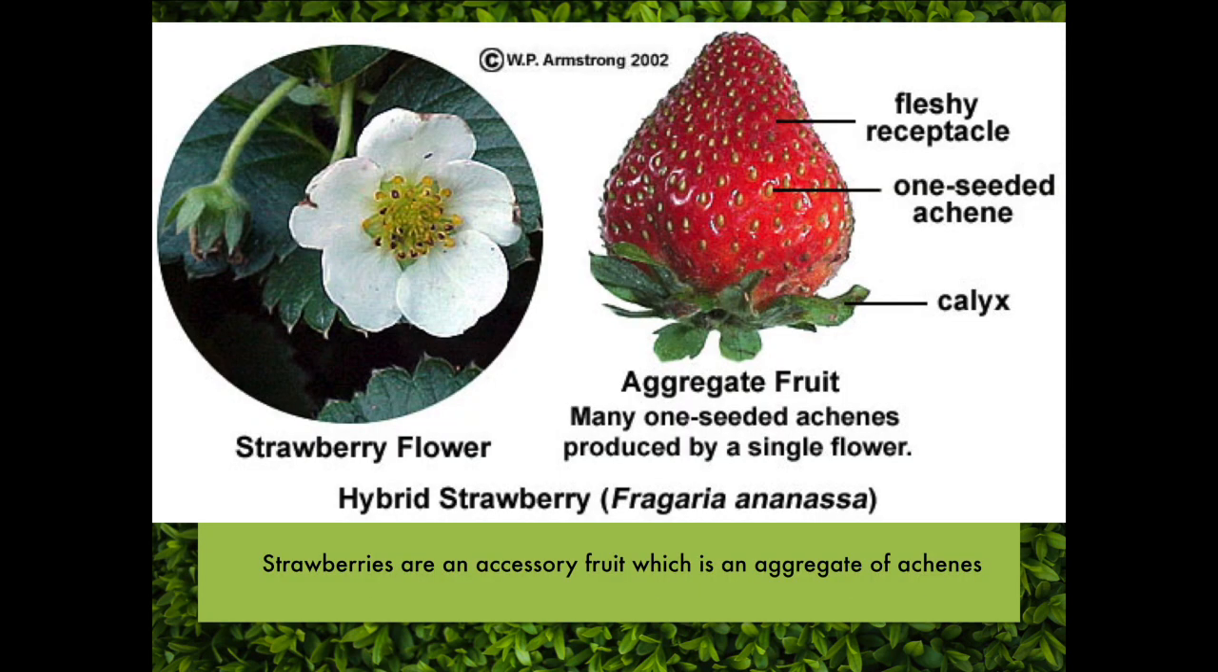So here's another picture showing that strawberries are an accessory fruit with an aggregate of achenes. So you've got many unfused pistils, which is what makes it an aggregate. The red part again is the receptacle and not the ovary wall, so that's what makes it an accessory fruit, and the actual fruits are those one-seeded achenes.